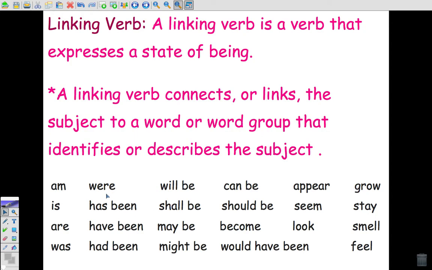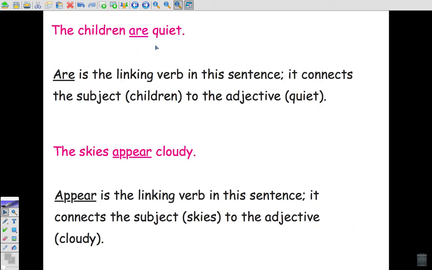These are common linking verbs. I know that many of you will realize that a lot of these can also be helping verbs if they're paired with a main verb. But again, these are the most common linking verbs. You don't need to recite them or memorize them, but you do need to be aware of what they are. So, some more things. Here we go. This will clarify some things.